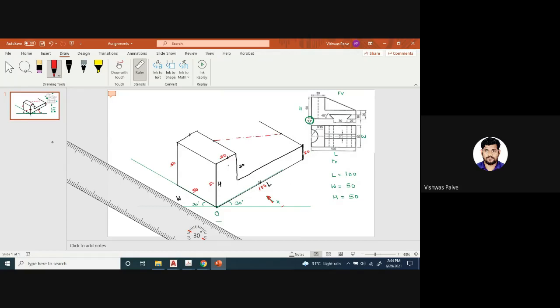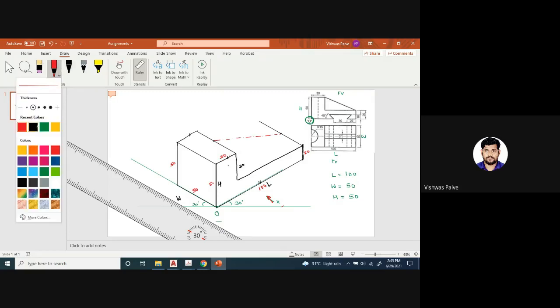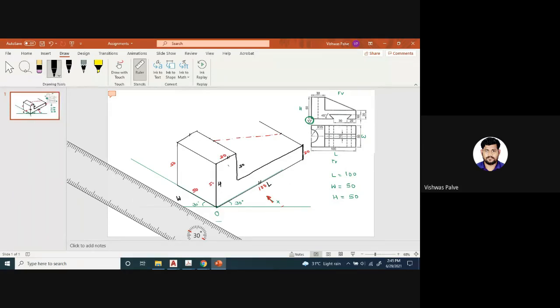If I am using AutoCAD, then I can draw a line and use the offset command to connect easily. But if I am not using AutoCAD, then what you have to do? How much is this thickness? 10 millimeter. So 5 millimeter on this side, 5 millimeter on the other side. With the scale, you can measure 5 millimeter here, 5 millimeter on the other side, and connect these 2 points. Done.